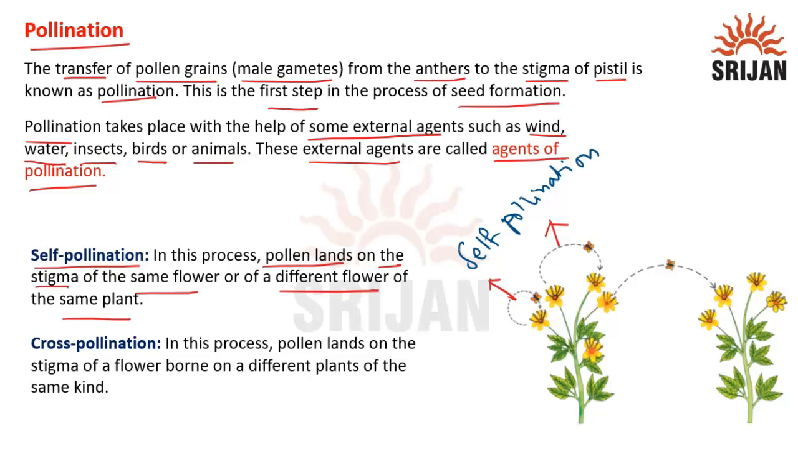Then the case may arise where pollen lands on the stigma of a flower borne on a different plant of the same kind, and this is known as cross-pollination. So we can see that two different plants are involved. So this is the case of cross-pollination.